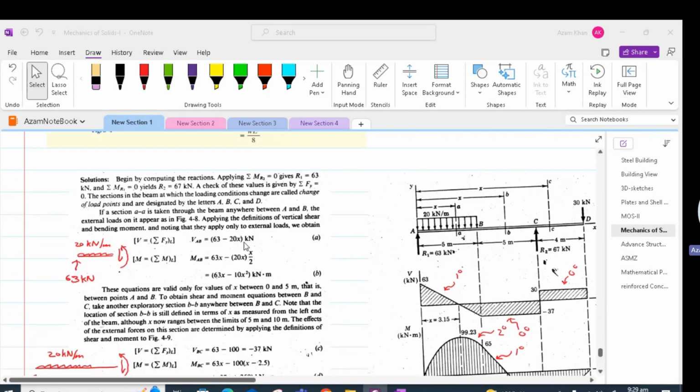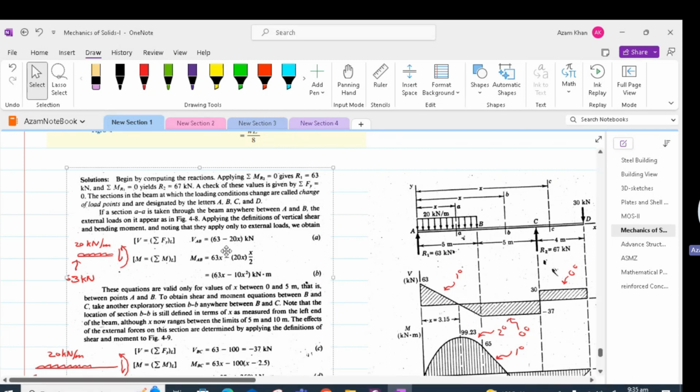Please note that at x is equal to 5, we should get the shear value minus 37, and that 37, based on our VBC equation, should stay constant until we reach C. If AB is not giving us the same shear at point B as BC, then that means there is some mistake, and most probably that mistake is in the reaction.